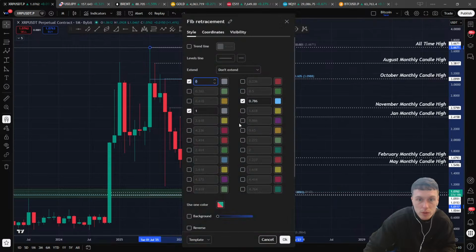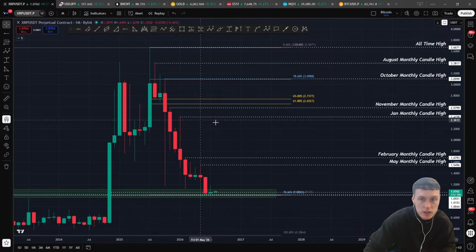If we draw a golden pocket, does that come round around the November? Just above.